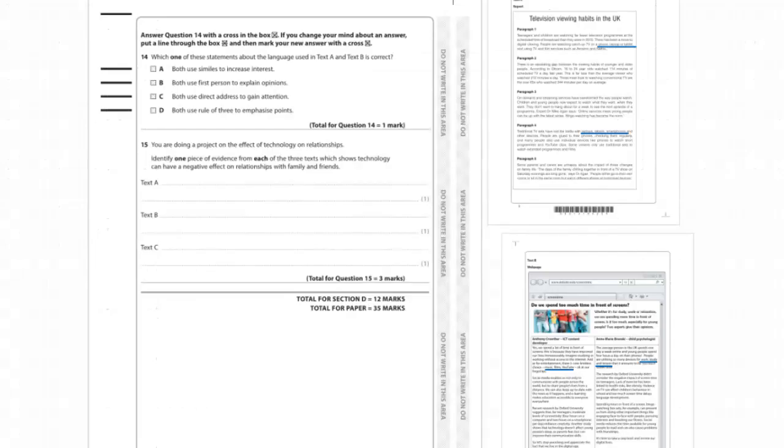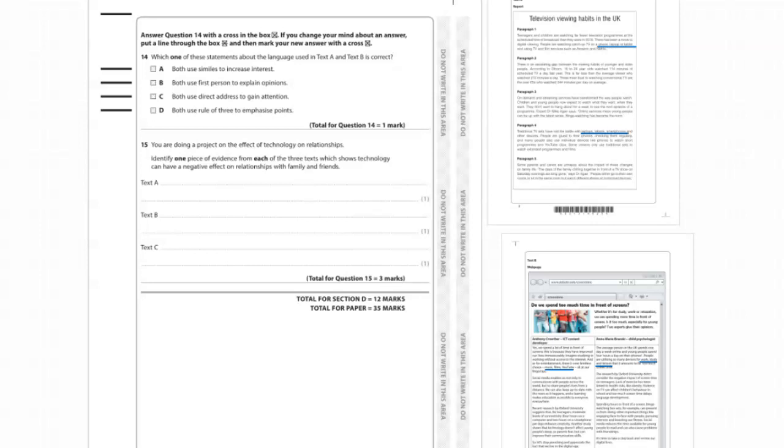Question 14. Which one of these statements about the language used in text A and text B is correct? So for this section I've put text A and text B next to the question. So let's have a look at the statements. Both use similes to increase interest. Both use first person to explain opinions. Both use direct address to gain attention. Both use rule of 3 to emphasize points.